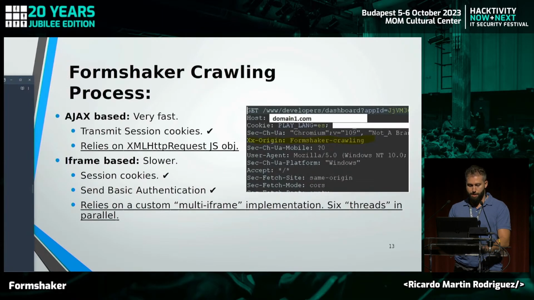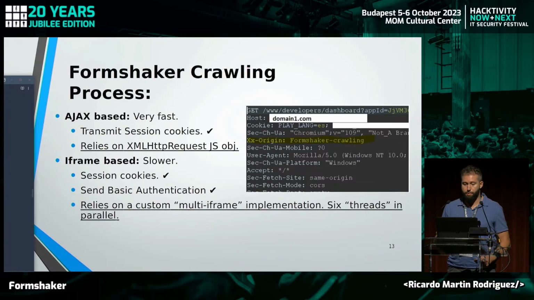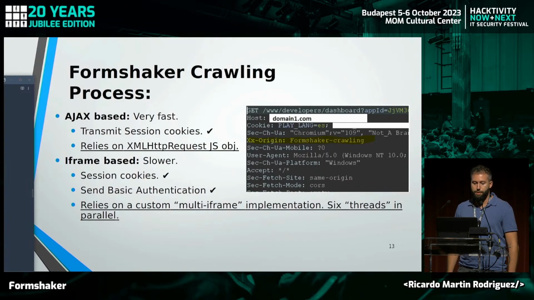So now let's talk about the first of the three processes. The crawling process is responsible for web scraping and crawling the entire website. The ES agent offers two modes. You can crawl the website using either AJAX request or iframe. When using AJAX request, the process is very fast. It transmits session cookies and relies on the XMLHttpRequest JavaScript object.